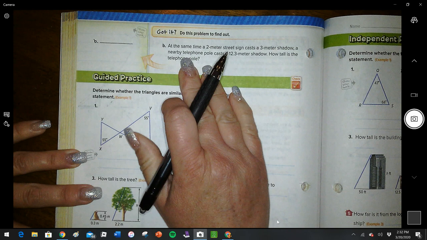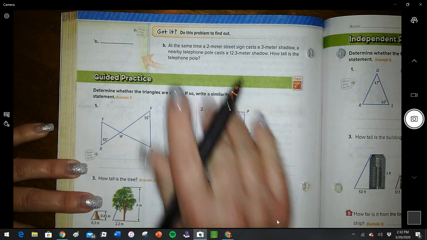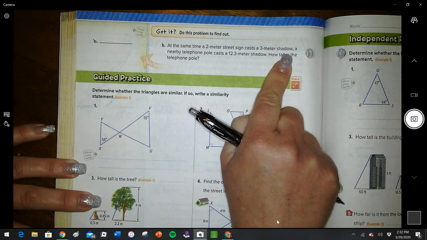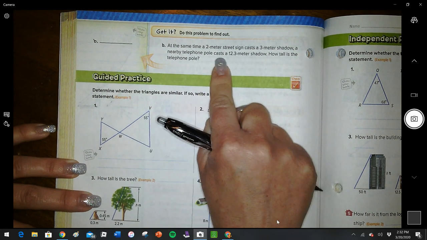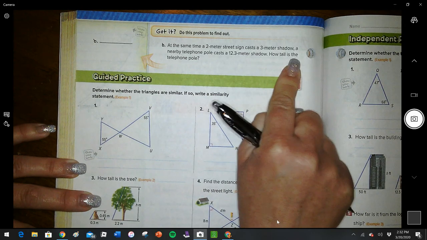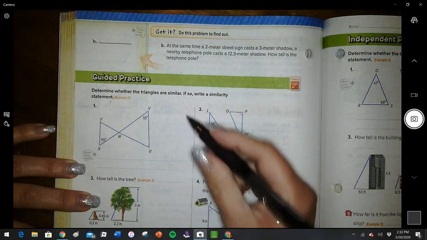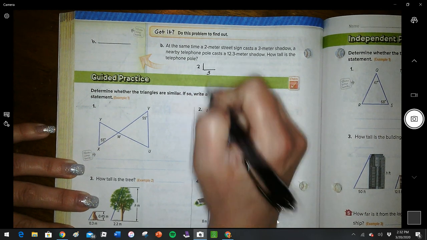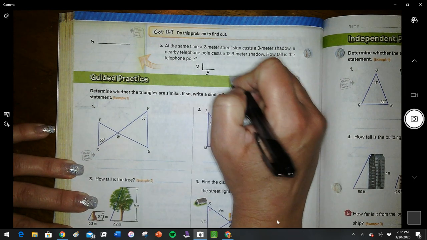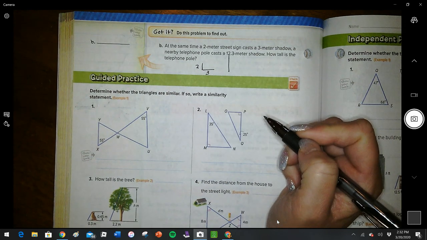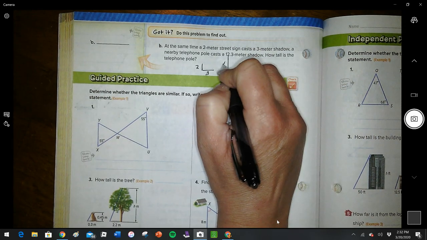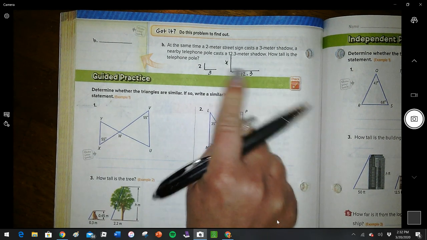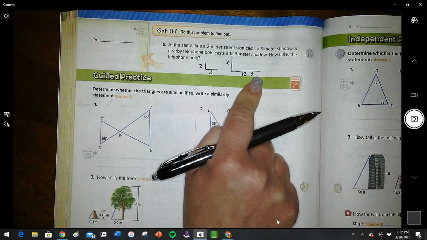All right, so get it? At the same time, a 2-meter street sign casts a 3-meter shadow. A nearby telephone pole casts a 12.3-meter shadow. So how tall is the telephone pole? You can draw a picture if you want. Here's a 2-meter sign and a 3-meter shadow. Here is a telephone pole that I don't know how tall it is, but I do know that its shadow is 12.3. Be careful. Make sure you put your shadows on the ground.